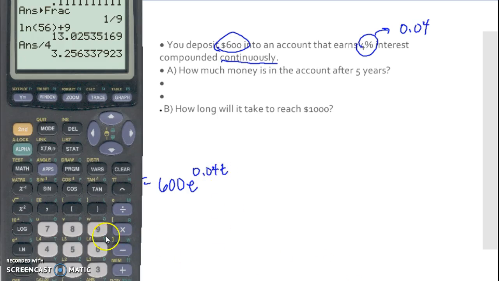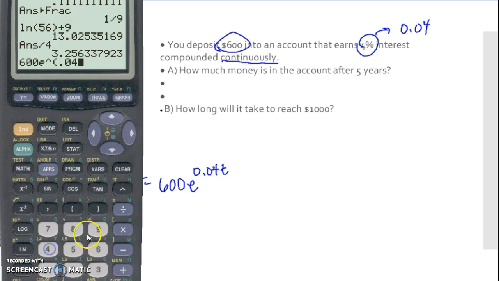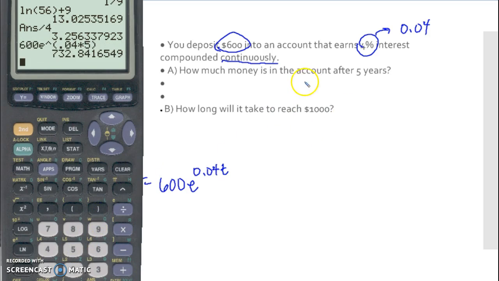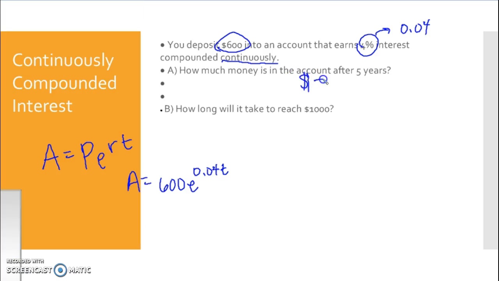So in the calculator, 600 times E, which is second natural log, and then 0.04, and times, and we're typing in 5 years, and I'm going to close my parentheses, equals, so we got $732.84. And we don't have time to worry about this question, which isn't that big of a deal. Just remember A equals PERT.